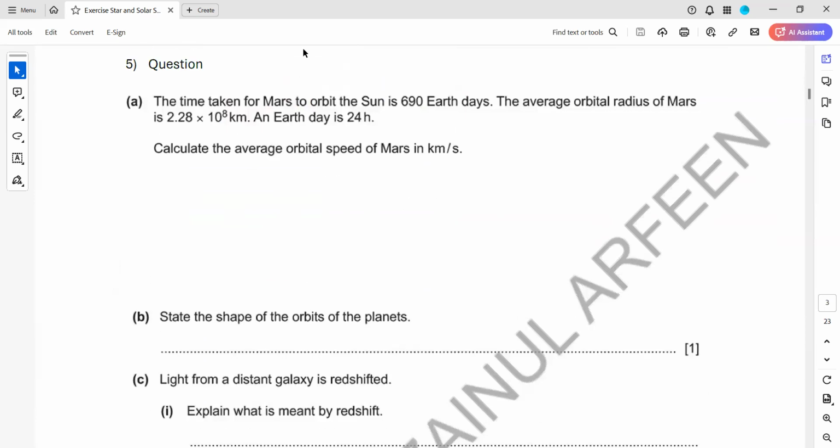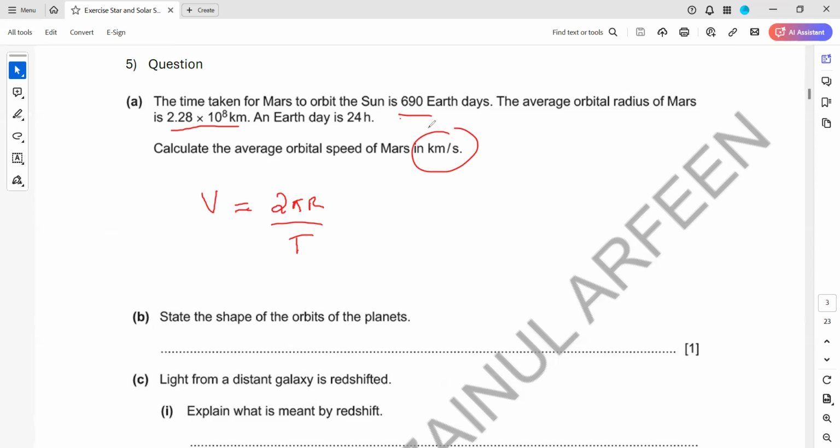The time taken by Mars to orbit the Sun is 690 Earth days. The average orbital radius of Mars is 2.28 times 10 to the power 8 kilometers. An Earth day is equal to 24 hours. Calculate the average orbital speed in kilometers per second. So to get the orbital speed, what is the formula? The orbital speed is 2 pi r divided by t. But because we want the answer in kilometers per second, the radius must be in kilometers, which is already there, but time should be in seconds.